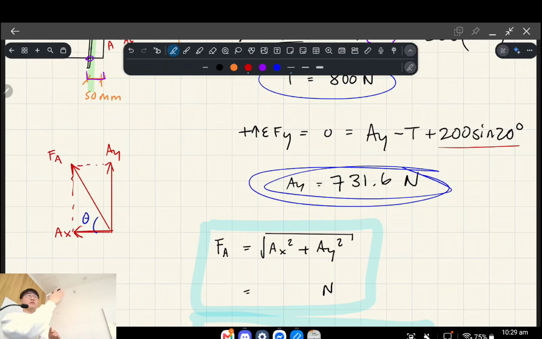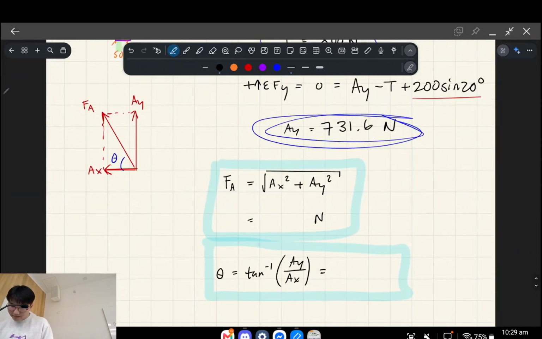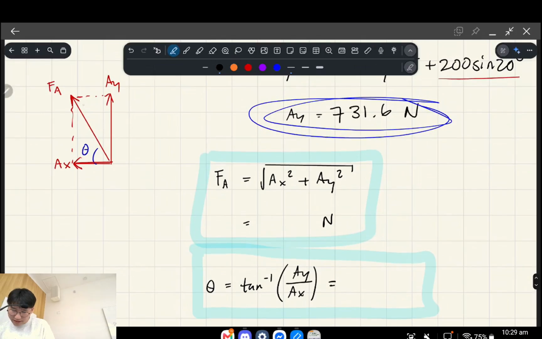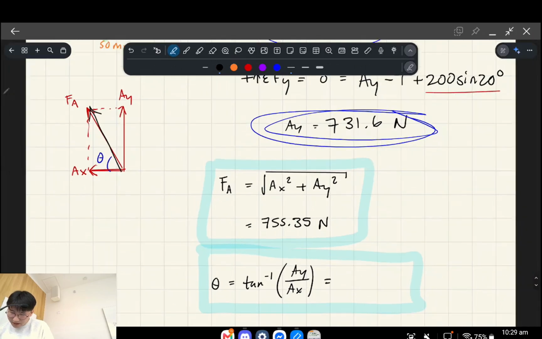Okay. And what we will actually want to find is, because we're given the vertical component and the horizontal component of this reaction, we want the diagonal net force, right? And so going back to our methods that we discussed last week, we can use Pythagoras' formula to find that diagonal, or the hypotenuse, which gives us 755.35 newtons, right?